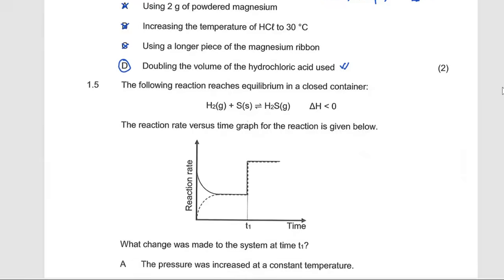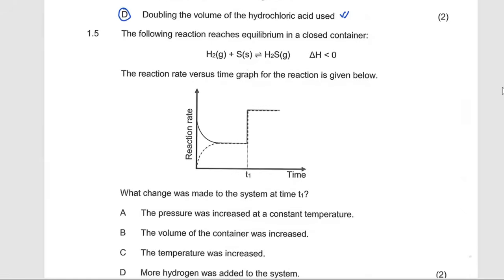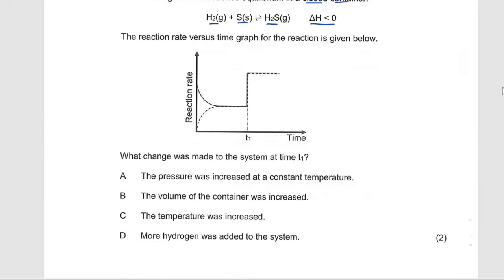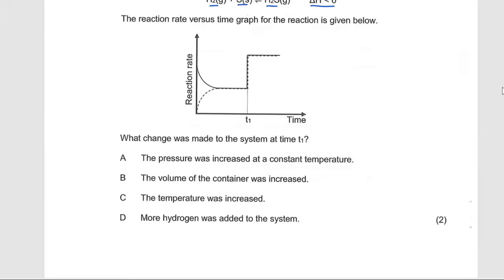Then moving on to 1.5, which reads, the following reaction reaches equilibrium in a closed container. We have H2 gas plus S to give us H2S. Then our delta H is less than 0, which is an exothermic reaction. It says the reaction rate versus time graph for the reaction is given below. They're asking what change was made to the system at T1. So we're focusing at T1.